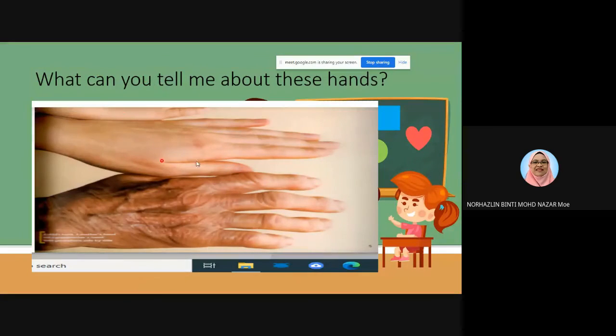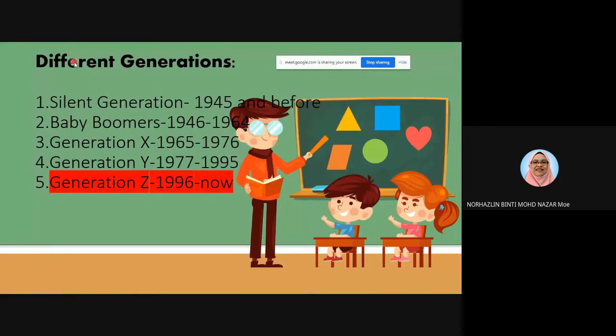Okay, so what can you tell me about these hands? What can you tell me about these hands? It seems that different generation, right? Different generation. Okay, so look at these different generations. They are silent generation, 1945. Why silent? Because they don't like to talk. Okay. Baby boomers. Okay, are you baby boomers?